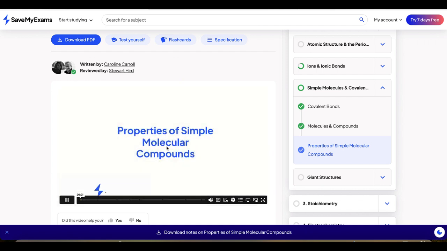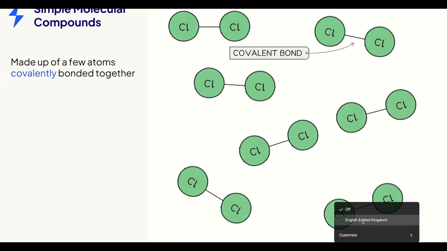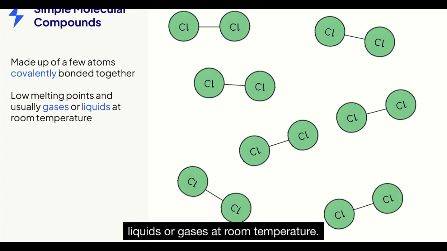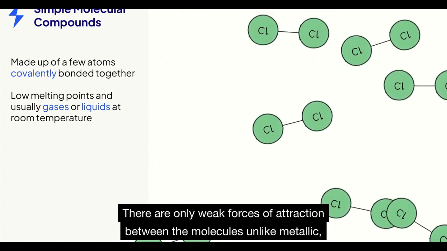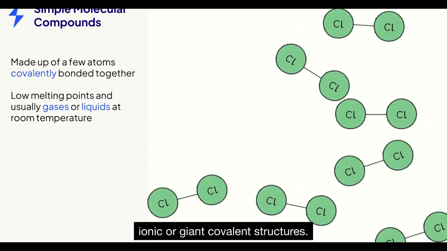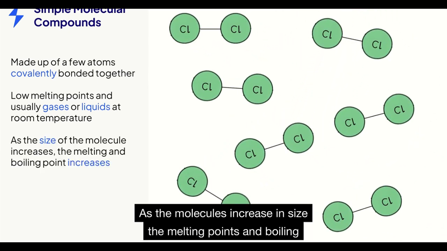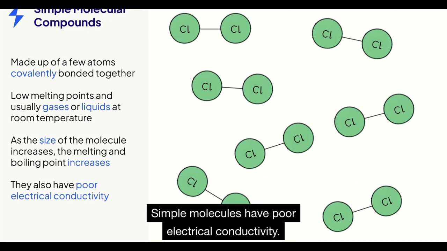This video looks at the properties of simple molecular compounds. Simple molecular compounds are made up of molecules that contain just a few atoms covalently bonded together. They have low melting and boiling points, so these compounds are usually liquids or gases at room temperature. There are only weak forces of attraction between the molecules, unlike metallic, ionic, or giant covalent structures. As the molecules increase in size, the melting points and boiling points generally increase. Simple molecules have poor electrical conductivity.